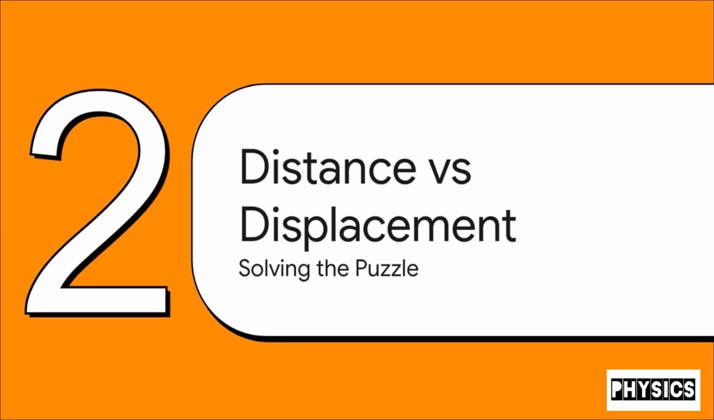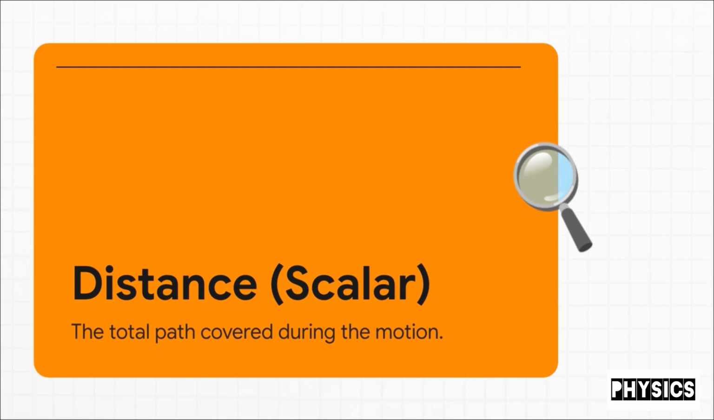So, with our new understanding of scalars and vectors, let's head back to our original problem and find those two different answers by looking at distance versus displacement. First up, let's look at distance. Distance is a scalar quantity. What does that mean? It means it doesn't care about direction at all. It just asks one simple question. What was the total length of the path you covered? It's basically the sum of every single step you took.